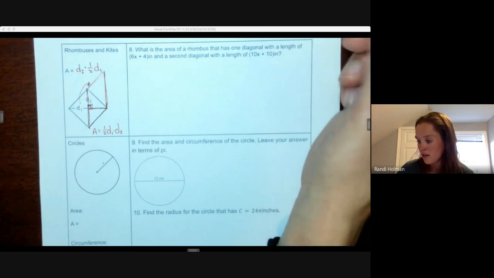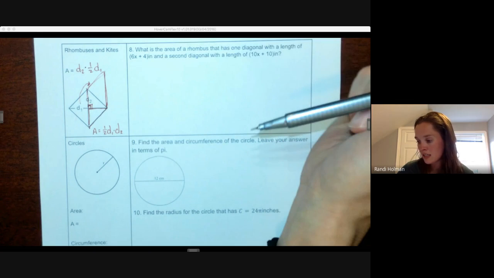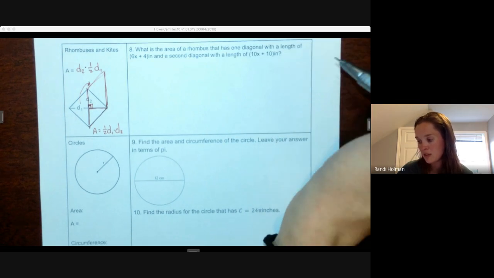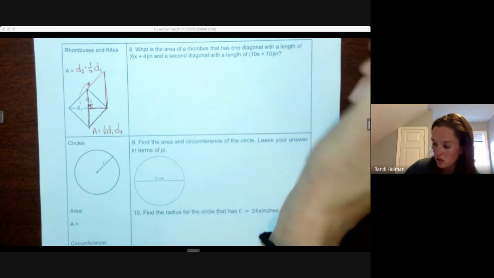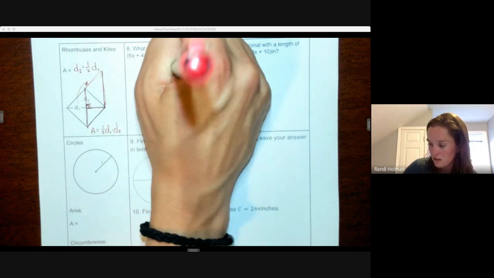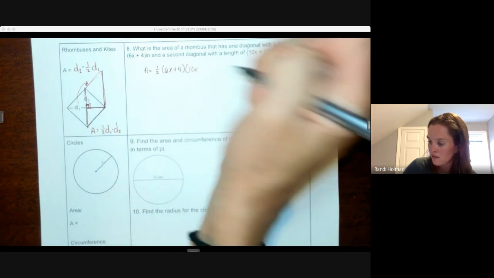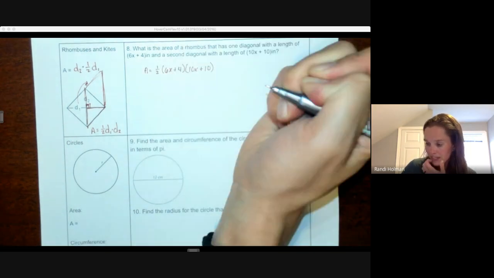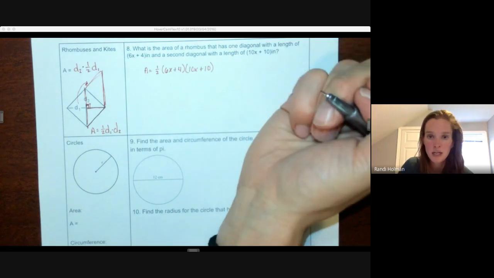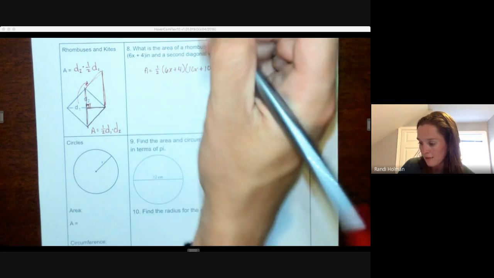So what is the area of a rhombus that has one diagonal with a length of 6x plus 4 inches and a second diagonal with a length of 10x plus 10 inches? So we're just going to use our area formula here, that it's 1/2 of one of the diagonals times the other diagonal. Okay, so again, this is all multiplication, so how you do it is completely up to you. I'm going to distribute this 1/2 first.